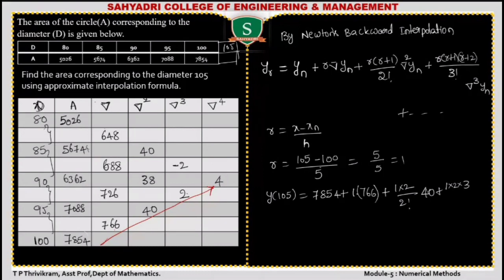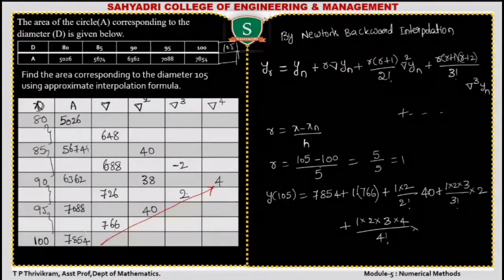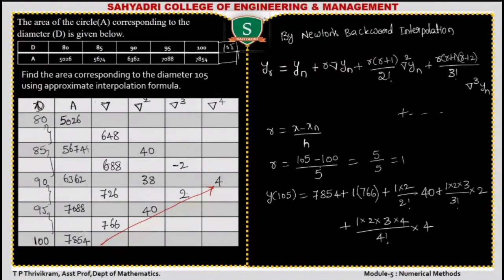1 plus 1 into 1 plus 2 divided by 3 factorial into 40. That means 40 over, that is 2. Next plus 1 into 1 plus 1, it is 2, into 1 plus 2, it is 3, into 1 plus 3, it is 4, divided by 4 factorial into last number is 4. So this is the sum we need to calculate, to calculate this area at y equal to 105. So y at 105 is equal to how much? 7854 plus 766.